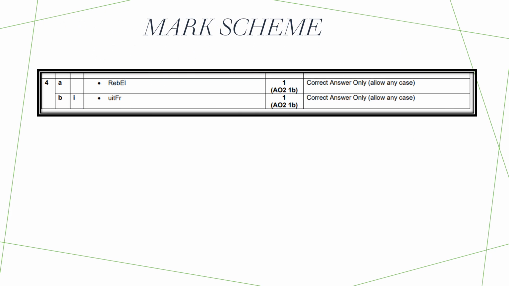So here's the mark scheme for the question so far. The only possible answers you can have are Uit, Fruit. And they're the only 2 things that you can have. There was no other interpretation. So mark your question and we can carry on with the test.